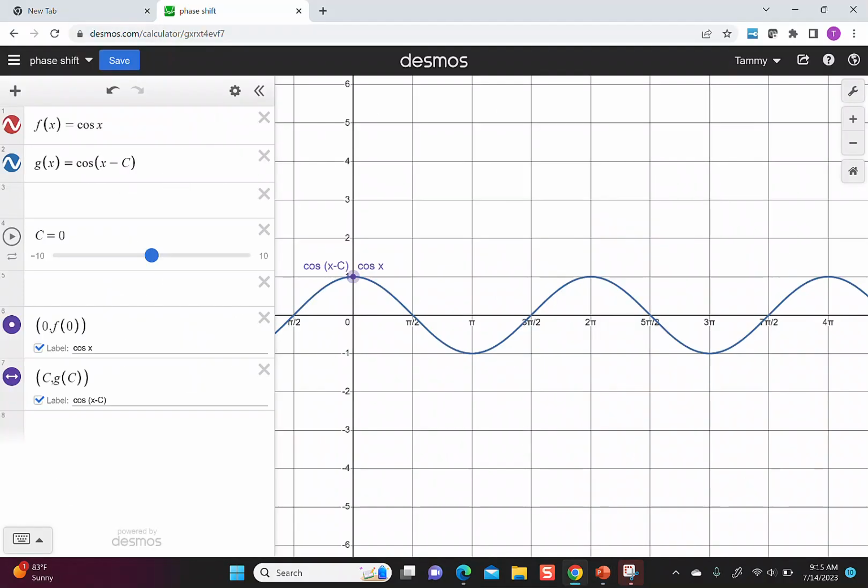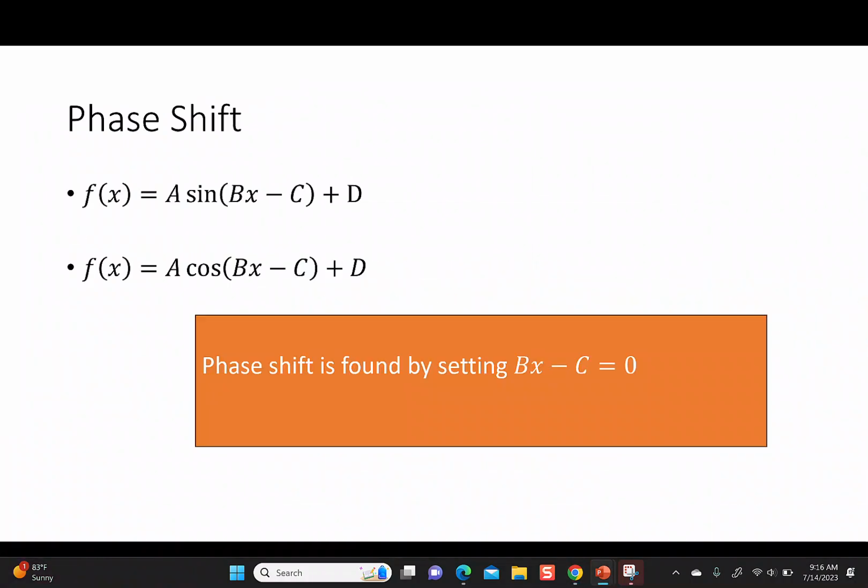Our last transformation is called a phase shift. When we've graphed other functions, we would just call this a horizontal transformation. That shows us we can move to the right, we can move to the left, but the graph isn't changing otherwise. The phase shift is found by setting bx minus c equal to 0. When your result is positive, it says we move to the right. When your result is negative, it says you move to the left.